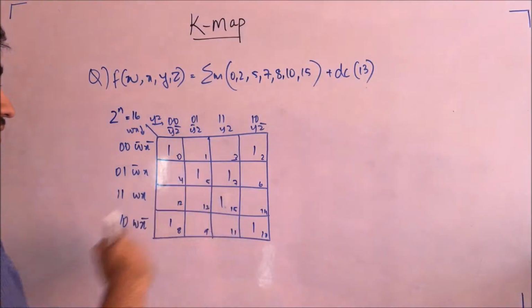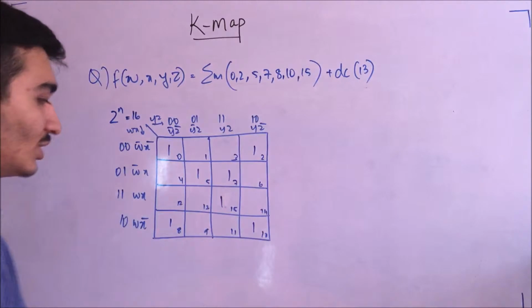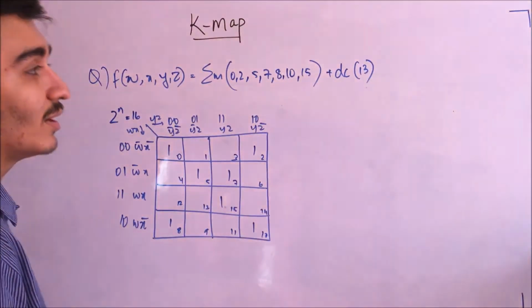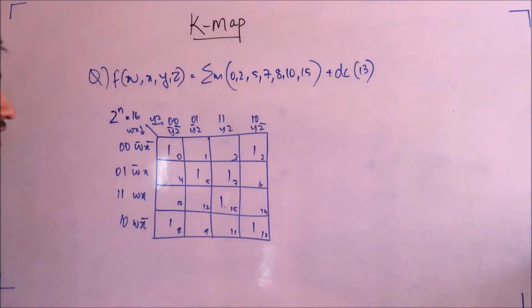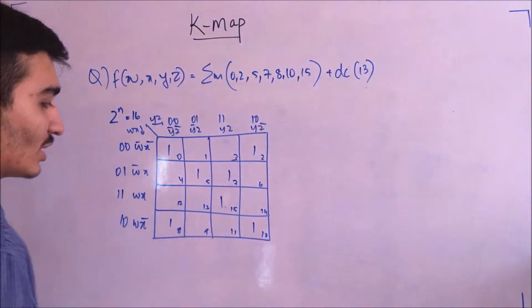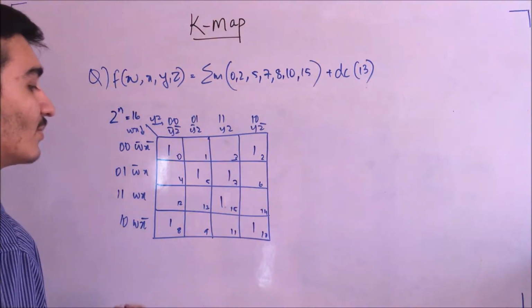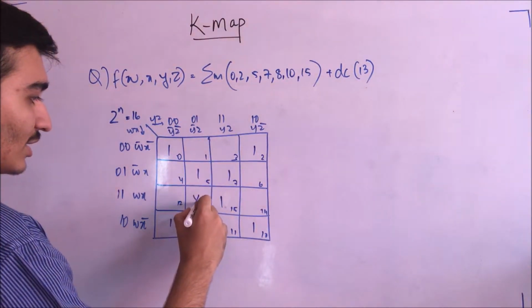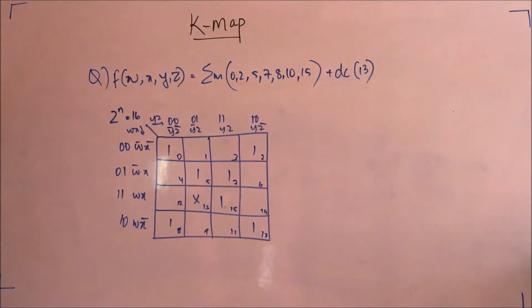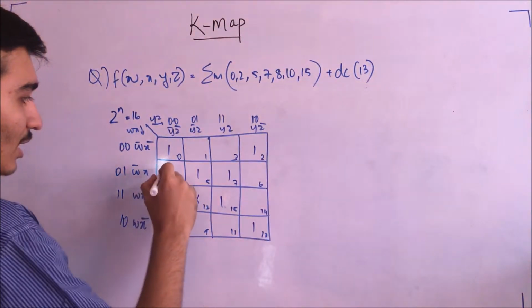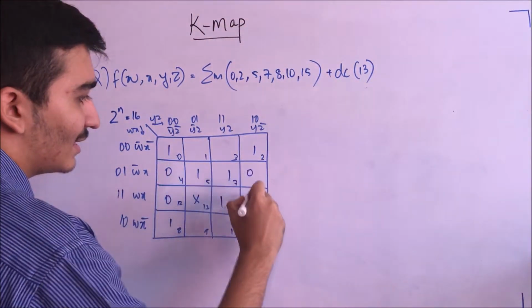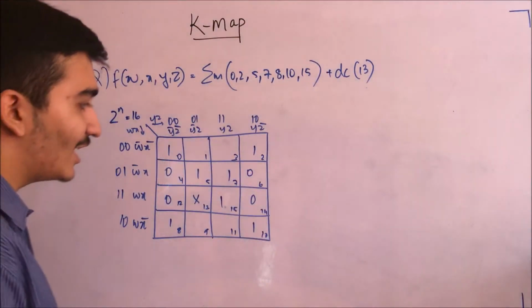Now once I've written down the minterms, let me move to the don't cares. I explained what don't cares are in the video of the 3 variable K-map, which you can check out, where I mentioned that don't cares are basically variables that can take the value of 0 or 1, and it's up to us what value we want to assign to them. So let me mark the don't care in cell number 13. So now my K-map is complete. Let me mark zeros in the vacant cells indicating the absence of any element there.